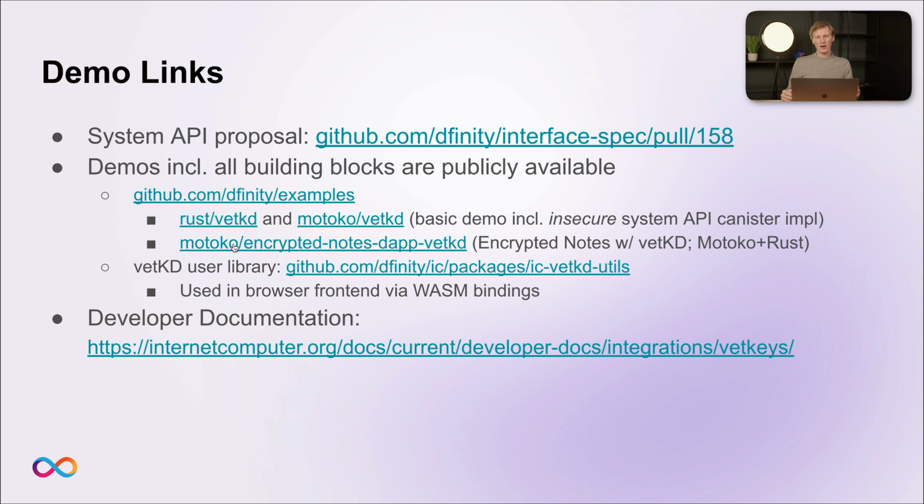You can use environment variables when you build the app to decide if the Rust-based version or the Motoko-based version should be built. And the vetKeys user library is available, as I said before, in the IC repository in the packages folder under ic-vetkeys utils. There's also developer documentation, which we are extending as we go. The table that I've shown regarding the usage of the derivation path for the various use cases probably will also be there.